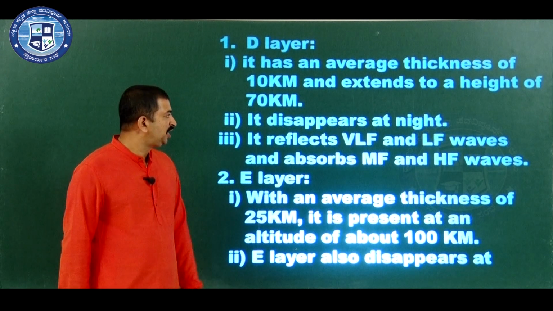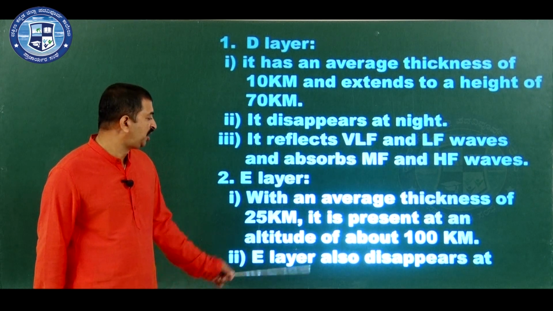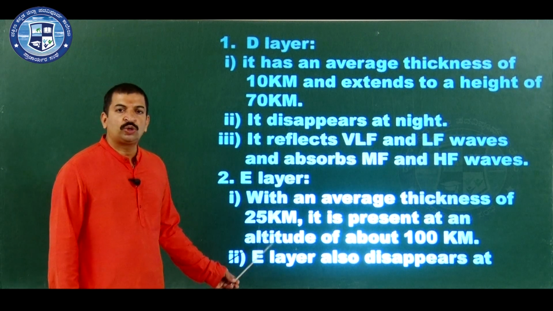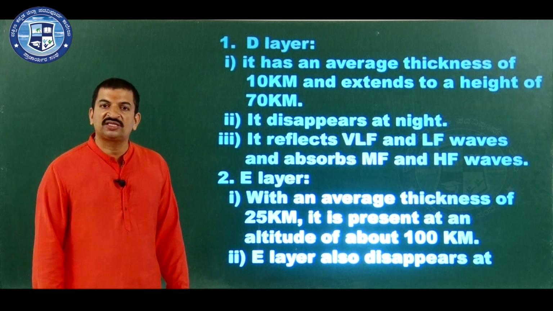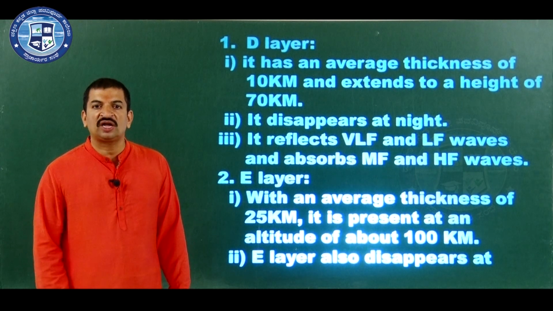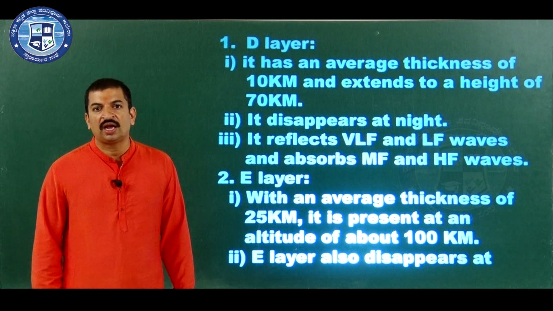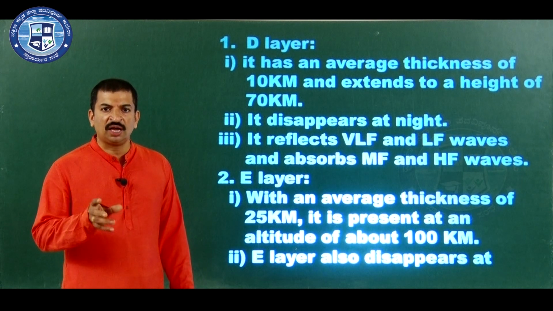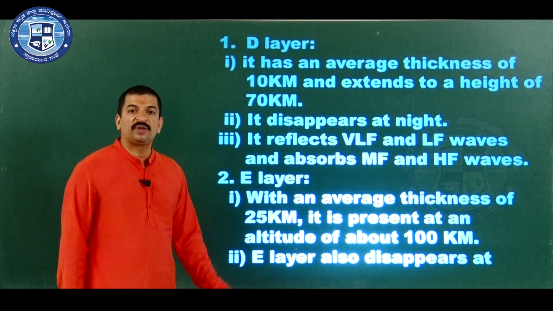The next is the E layer. The E layer exists at a height of approximately 100 kilometers from the surface of the earth. Its average thickness is around 25 kilometers in daytime. This layer also exists only in daytime. At night it disappears. The disappearance is due to recombination of gas ions into gas molecules when solar radiation is no longer available. At night the gas ions recombine themselves to become gas molecules. Therefore, the E layer disappears at night.